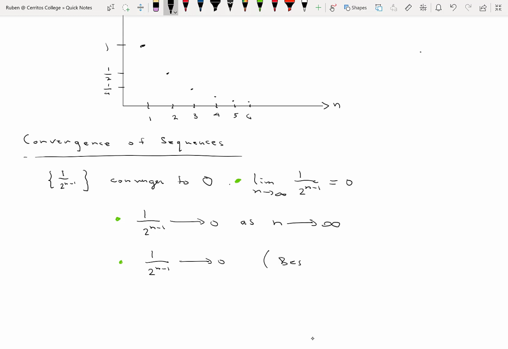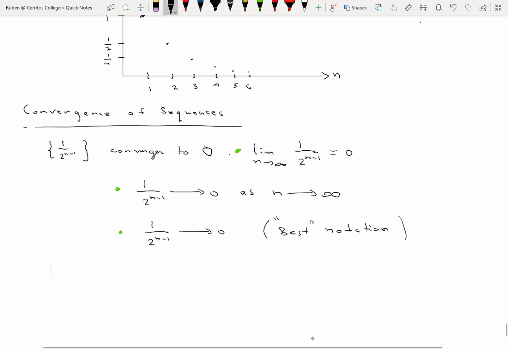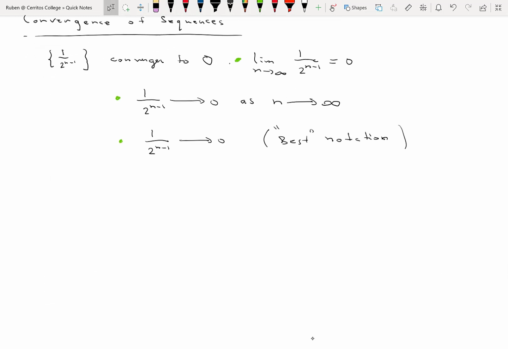And by best, every time we say something like best, it becomes an opinion. In my opinion, this is the best notation. You can use any notation that we have above. I think this is the best because it's the shortest notation. So if you're thinking, well, 1 over 2 to the n minus 1 approaches 0 as what? Well, convergence or divergence happens only as n approaches infinity. So it's understood that n is approaching infinity.